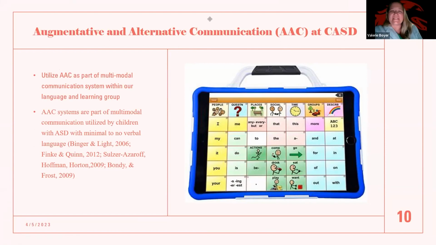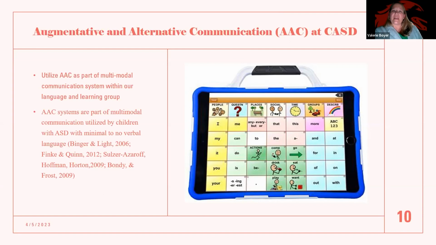Hi, everybody. My name is Valerie Boyer, and I serve as a faculty consultant at the Center for Autism Spectrum Disorders at Southern Illinois University. I also serve as the program director for the speech language pathology program at Southern Illinois University. And I'm so happy to be with you today to talk about our AAC project that we have ongoing. My portion of the presentation is going to kind of outline how we got started and some of the literature that we have based our current project on.